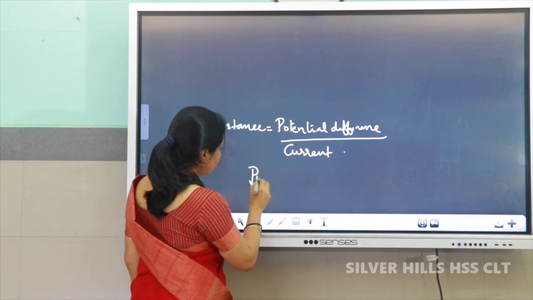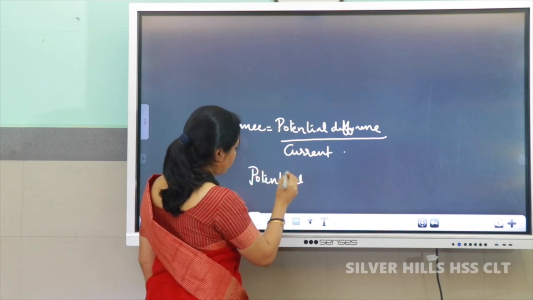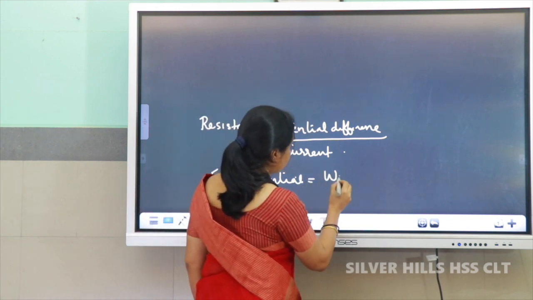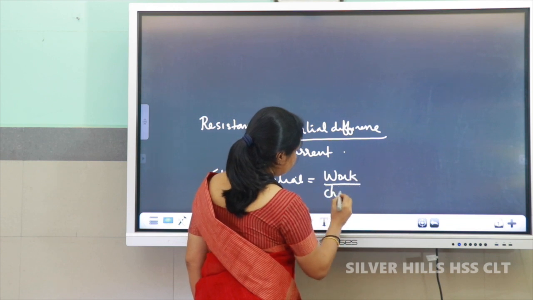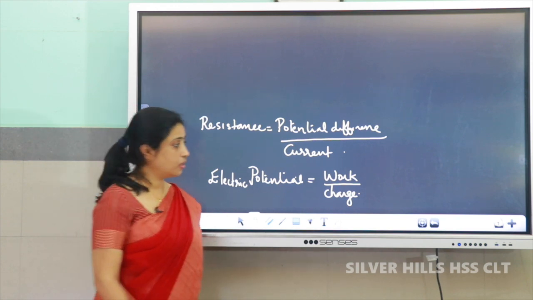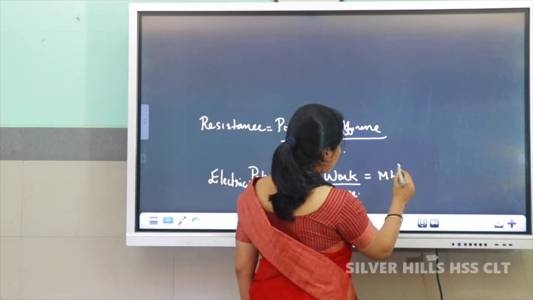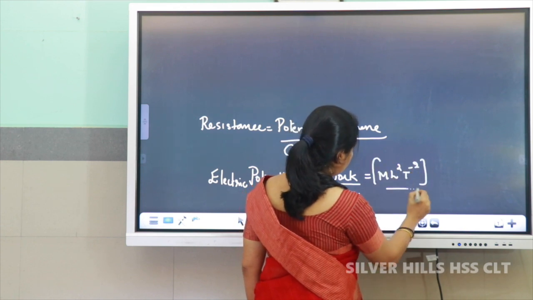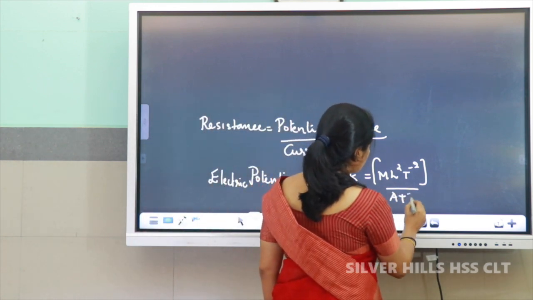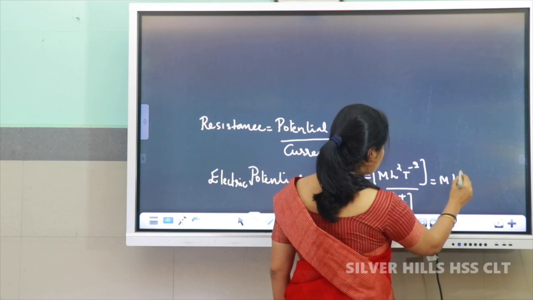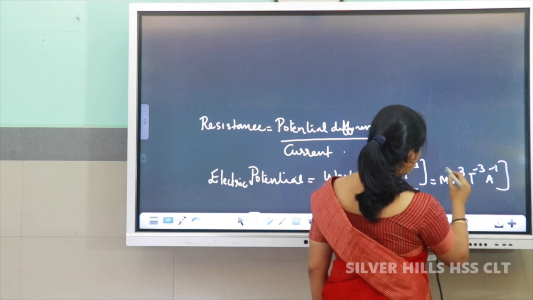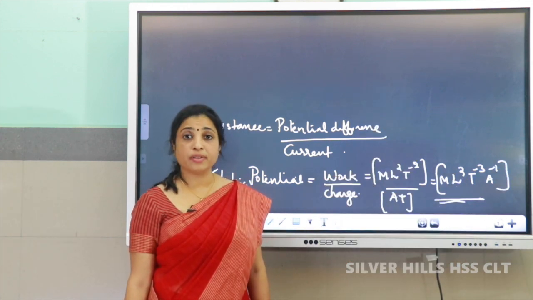But potential difference, or electric potential, is equal to work by charge. The dimensional formula of work, which you have learned last year, is M L square T raised to minus 2, divided by the dimensional formula of charge, which is AT. So you will get this as M L square, T will go to the numerator, T raised to minus 3, A raised to minus 1. This is the dimensional formula of electric potential.